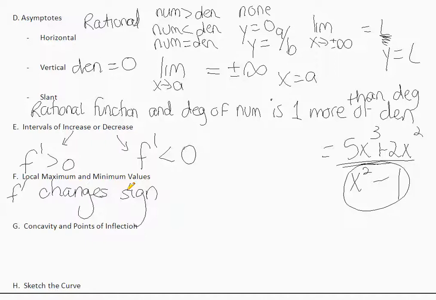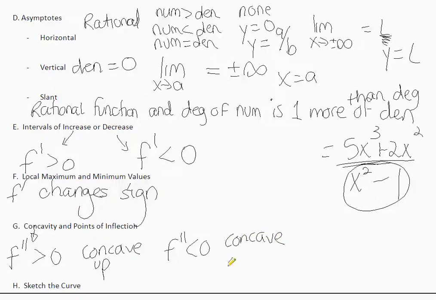If I go from positive to negative or negative to positive at a critical number. Okay, concavity, what are you going to use to figure out if it's concave up or down? The second derivative. If the second derivative is positive, I'm concave up. And if the second derivative is negative, then I am concave down. And that will help us.